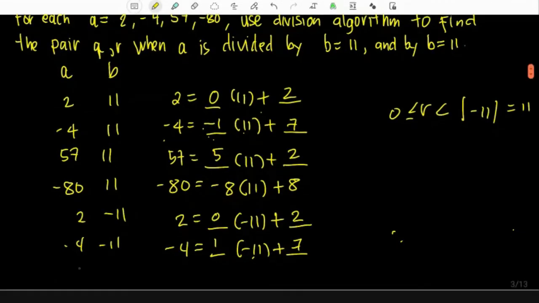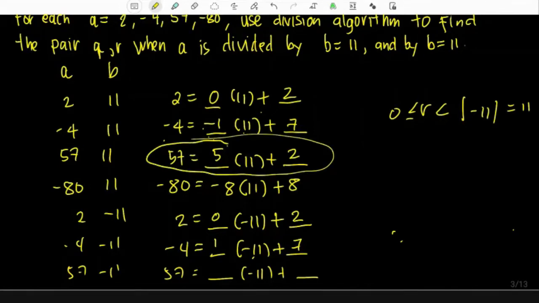Now, 57 and negative 11. So, gusto mong isulat yung 57 to be times negative 11 times something plus something. Okay. So, kung alam mo na to, madali nang makuha yan. Alam mo na yung 57 ay 55 plus 2. Right? So, ang gagawin mo lang, since negative 11 yung divisor, ini-negative mo lang din yung quotient, para maging negative times negative, positive. So, that still is 55. So, 2 pa rin ang remainder.